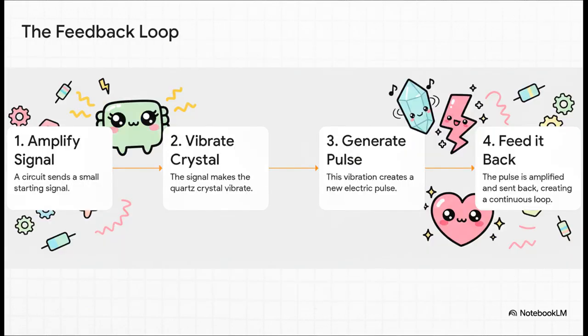So how do we use this to get a continuous beat? Oh, it's all about a brilliant little feedback loop. First, an amplifier circuit sends a little signal to the crystal, which makes it vibrate. As it vibrates, that piezoelectric effect kicks in, and it generates its own electric pulse. That pulse gets fed back to the amplifier, which boosts it and sends it right back to the crystal, keeping it vibrating perfectly. It's a fantastic, self-sustaining electronic heartbeat.